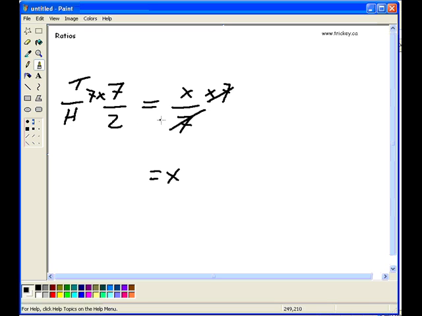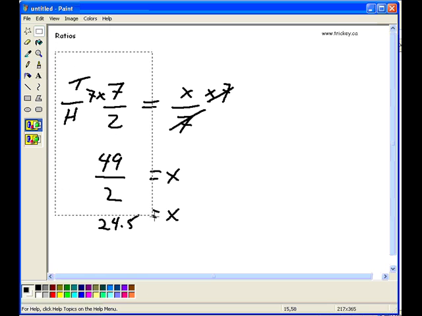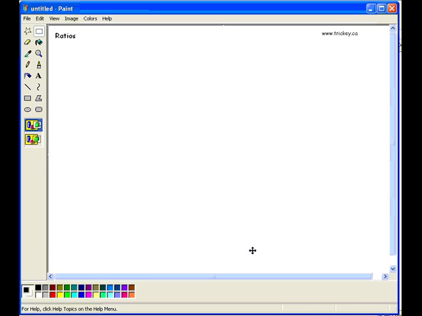So these two cancel each other out, and I'm left with 7 times 7 is 49 divided by 2 equals x. Half of 40 is 20. Half of 9 is 4.5. So 49 divided by 2 would be 24.5. So, using the ratio 7 to 2, if Mr. Hool plays 7 games, you would expect Mr. Tricky to win 24.5. Like I said, I try to keep my math lessons as real and true to life as possible. Let's do one more.